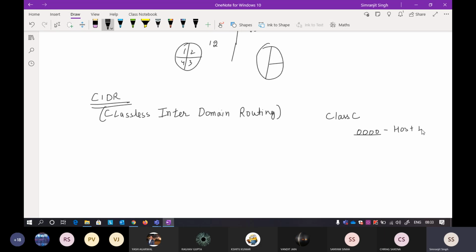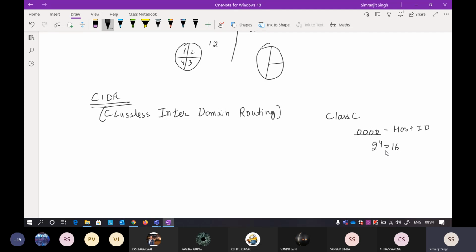So when I have reserved the last 4 bits as host ID, how many total IP addresses are possible? Only 2 raised to power 4, that is 16. If I want more than 2 raised to power 4, I have to purchase a new network again, and again add 16 more, 16 more, 16 more, and you can try any combination out of it.